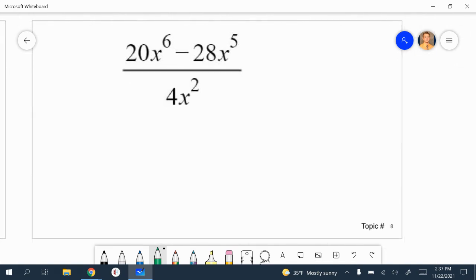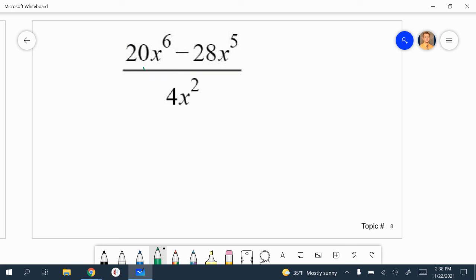Okay, topic 8. We are going to begin by dividing polynomials now. And this one is a lot easier than the next ones to come on topics 9 and 10 because it works out pretty perfectly for us. So I can actually divide both parts of the top here by the same denominator.